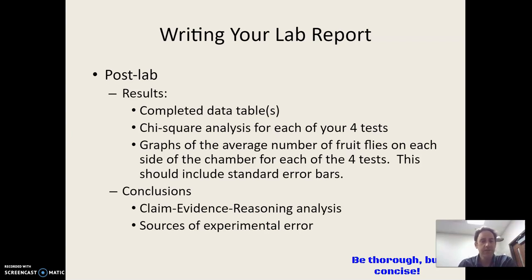And then finally, for conclusions, you're going to want a claim evidence reasoning analysis where you do your best to try and explain why your fruit flies might have shown the preferences they did, and then sources of experimental error. And for this one, those should be bountiful because we're dealing with fruit flies who don't always behave the same way and do strange things sometimes. So that's kind of the gist.